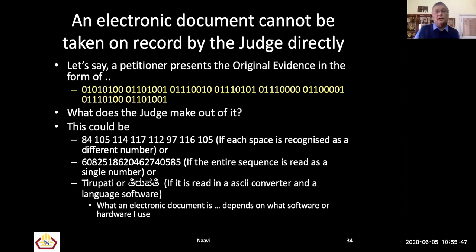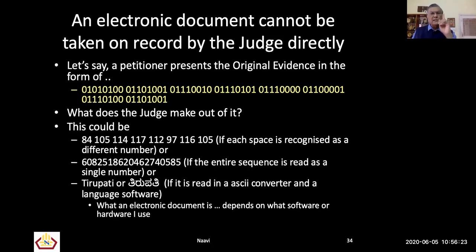If you put this into a binary converter into ASCII, it will give something called TIRUPATI. If you want, you read it as Tirupati. Otherwise, you simply say TIRUPATI. And if you are using a different font system, it may come up in a language. So the same zeros and one sequence is looked at as 84, 105, etc., or 608, etc., or Tirupati in English, or Tirupati in Kannada, or Marathi, or whatever is that.